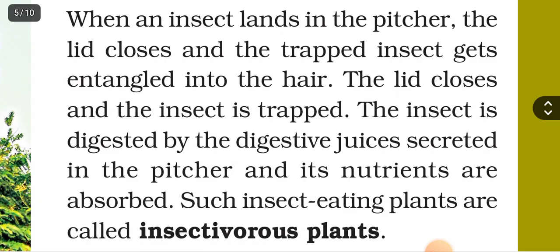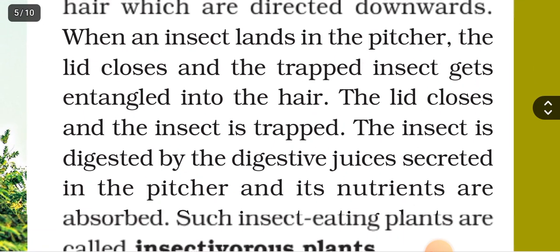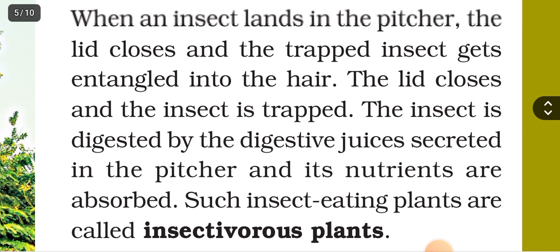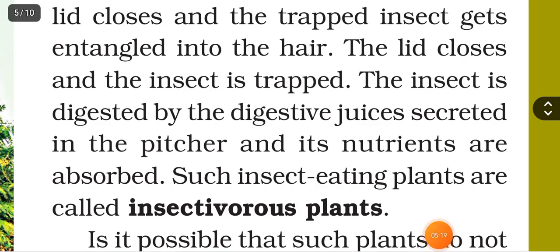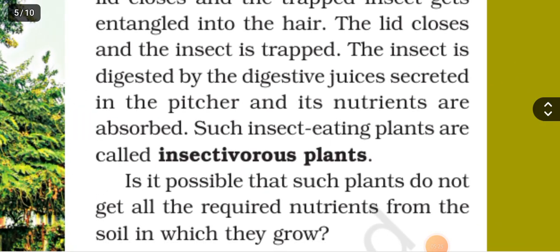Insectivorous plants. When an insect lands in the pitcher, the lid closes and the trapped insect gets entangled in the hair. The insect is digested by the digestive juices secreted in the pitcher and its nutrients are absorbed. Such insect eating plants are called insectivorous plants.